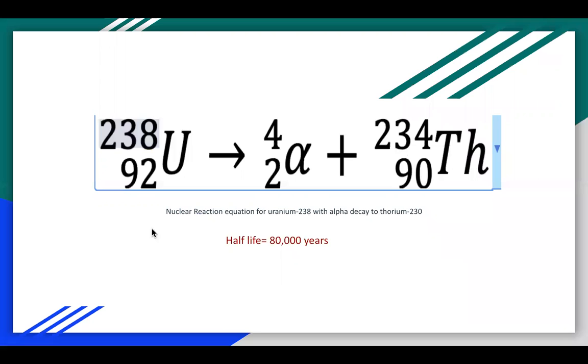And here's the nuclear equation for that process. We've got uranium, isotope 238, with atomic number 92 on the periodic table. Through alpha decay, alpha emission, it becomes thorium-234. It's a new element, with atomic number 90 on the periodic table now. For one half-life of this to occur, just a reminder, it's 80,000 years. So that's how uranium becomes thorium. That's the equation for that.